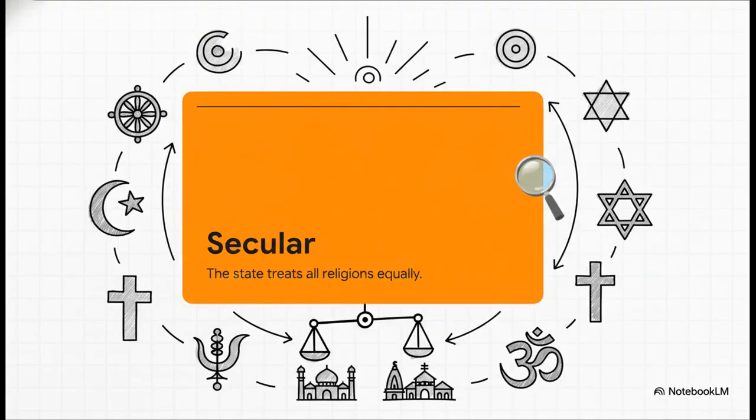The third term is secular, and this one is absolutely crucial. Unlike the strict, rigid wall between church and state you might see in some Western countries, our constitutional framework handles it a bit differently. Here, secular means the state machinery is completely religiously neutral. It treats all religions with equal respect, there's no official state religion, no favoritism, and it ensures every single citizen is free to practice their own faith without any discrimination.